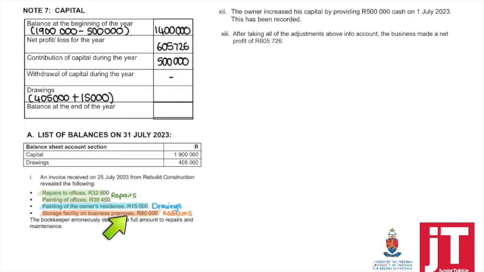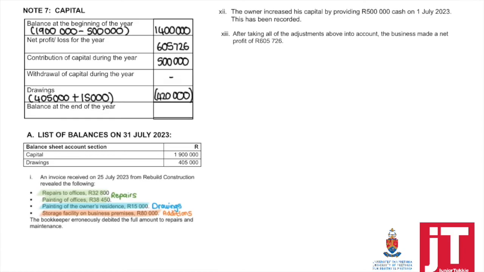This was recorded, but in the wrong place. So it wasn't recorded as drawings. That's why that balance, 405,000, we need to adjust. We need to add 15,000 to that. That is my total drawings in brackets.